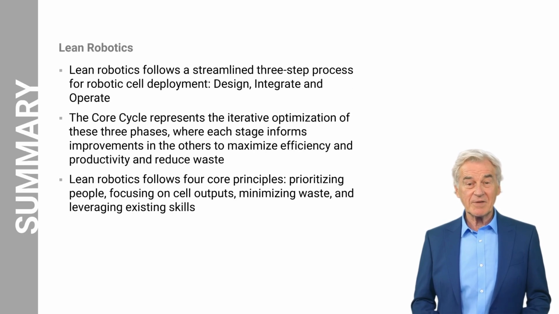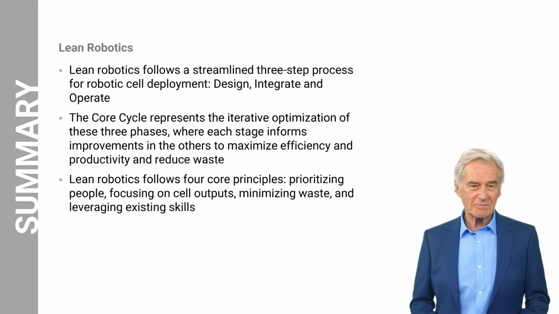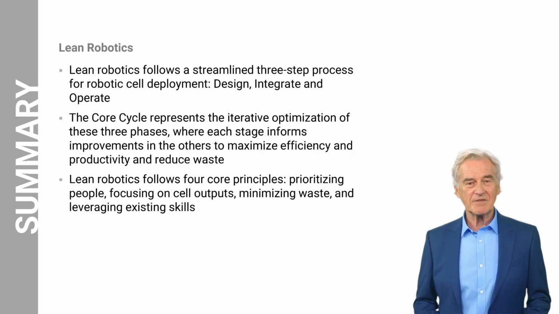In summary, lean robotics implements a streamlined three-step robotic cell deployment process of design, integrate, and operate. These steps form the core cycle, representing an iterative optimization where each phase informs improvements in others to maximize productivity and efficiency and reduce waste. The entire process is guided by four core principles: prioritizing people, focusing on cell outputs, minimizing waste, and leveraging existing skills.